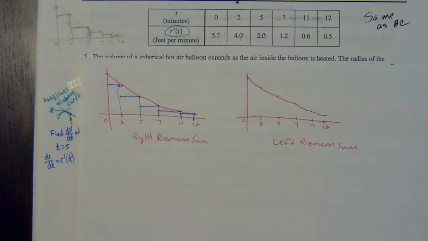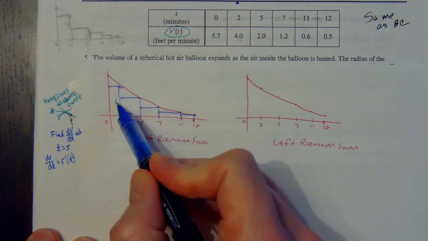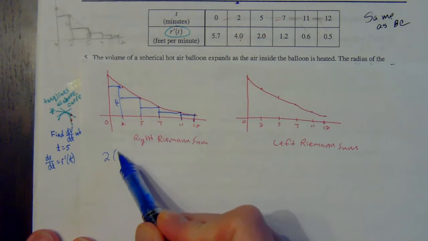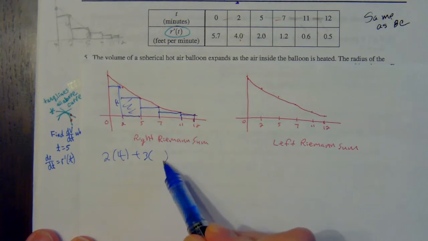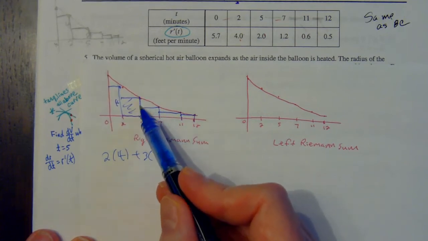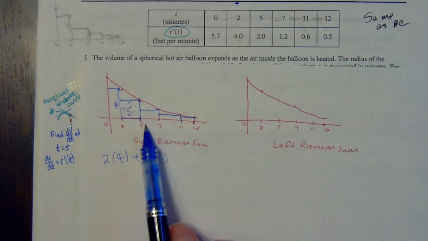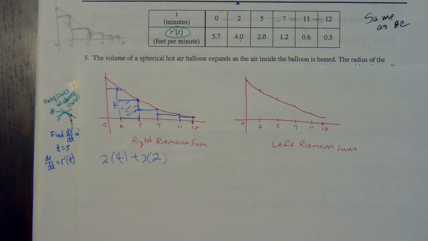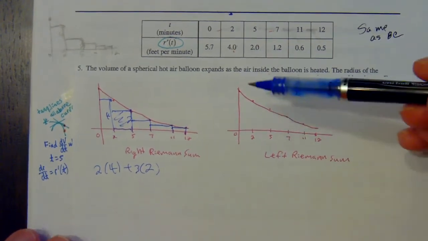You can find the area of each one. See this height right here, that height was equal to 4. So the first rectangle's area would be 2 times 4. For this next area, the base is 3, and the height is this point here. See how this point is on the curve and corresponds to the height of that rectangle. At t equals 5, the height is equal to 2, so I would go 3 times 2, and I could do the area of each of those rectangles.